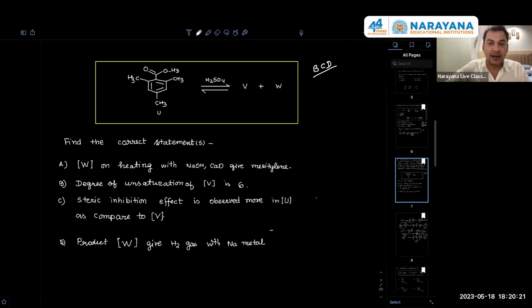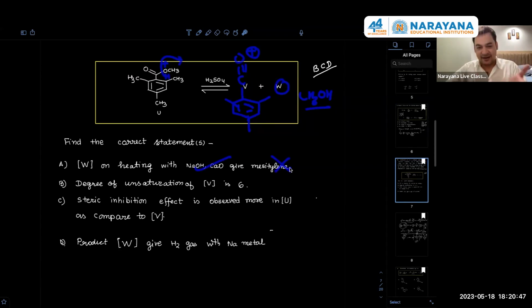So now in this part, you have to remove the single bond OCH3 in the form of methanol. You should protonate this, remove this, and you will get acylium here. You will get acylium and these three parts, and that W is basically the methanol you have removed. Now you see the options. W on heating with soda lime, that's a wrong statement. That statement is good for carboxylic acid. Methanol never reacts with soda lime. The degree of unsaturation of V is 6 for this compound: 3 and 2, 5 pi bonds and 1 ring. Yes, the degree of unsaturation is 6.